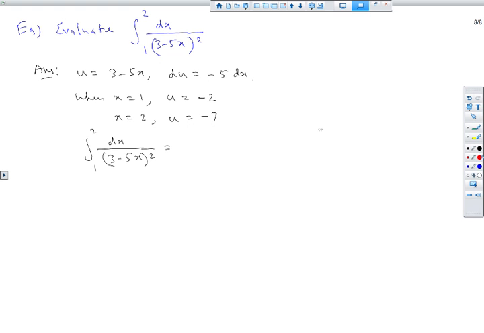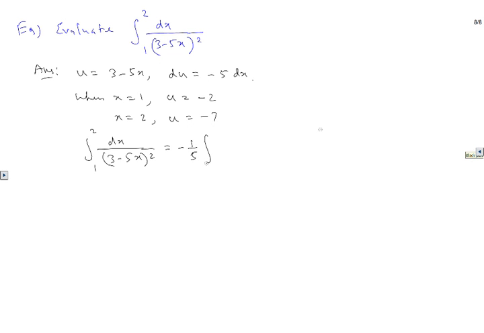So you're gonna get negative 1/5, negative 5 dx over (3 minus 5x) squared. Now let's change to the new variable. So it is negative 1/5, negative 5 dx is du, and then 3 minus 5x is u, so it's u squared. Now the variable is u, so that means you have to put in the new limits. So it's negative 2 and negative 7.